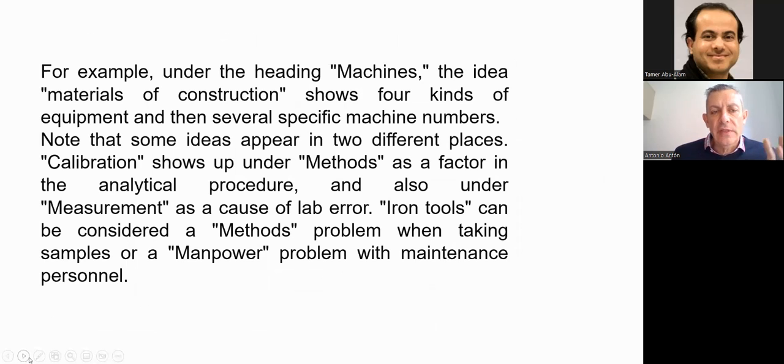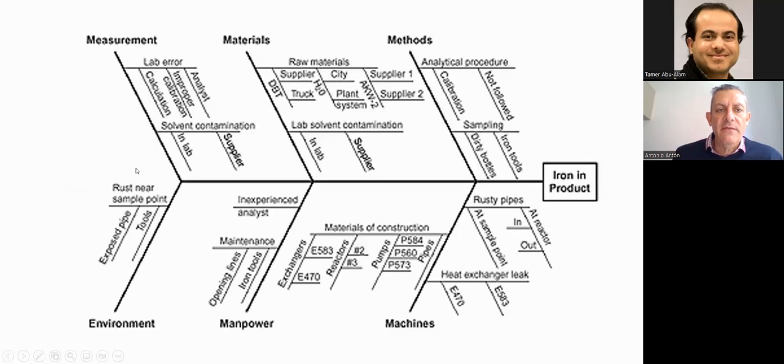Well, here I tried to be concise. This is the machines, for instance. We can understand it, the heading machine, the idea of the materials called, shows four kinds of equipment. Some ideas appear in two different places, so it's very good to understand. A calibration shows up in methods and in factor, and also under measuring. So calibration, for instance, if you understand the sub-causes ideas, calibration is in methods and also in the measuring as well. No? So calibration is in very different areas.